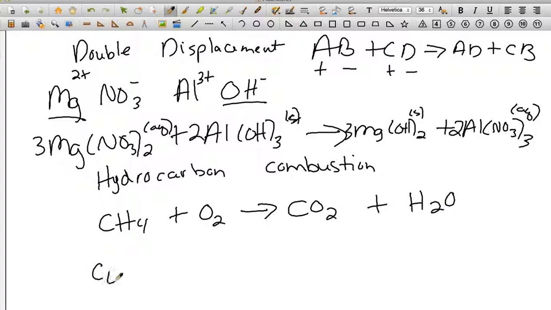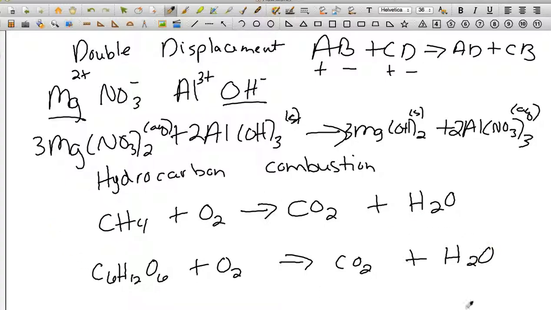I could take C6H12O6, run it through combustion, this is otherwise known as glucose, and you still get CO2 plus H2O. This will be something that's important next year when you guys learn photosynthesis and respiration and those kind of things. You'll see this equation again.